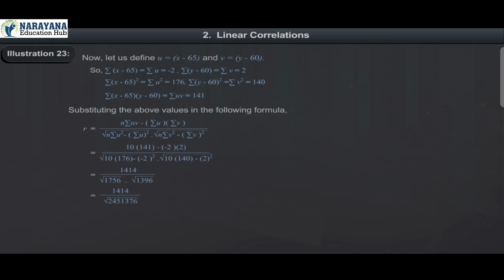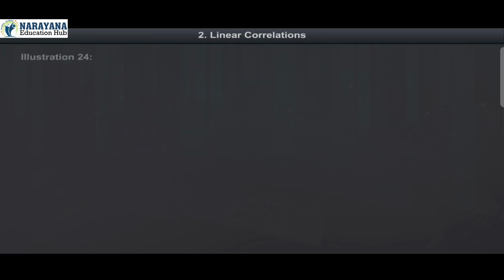1396, is equal to 1414 divided by under root 24,51,376, is equal to 1414 divided by 1565.6871, is equal to 0.9031. Therefore, r is equal to 0.90.